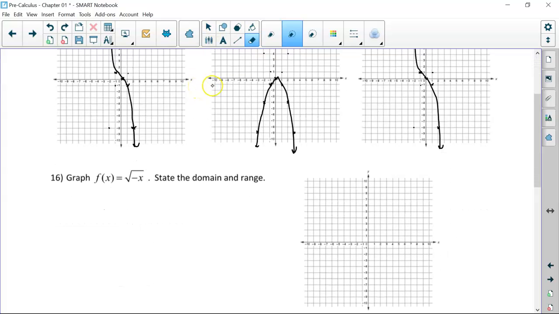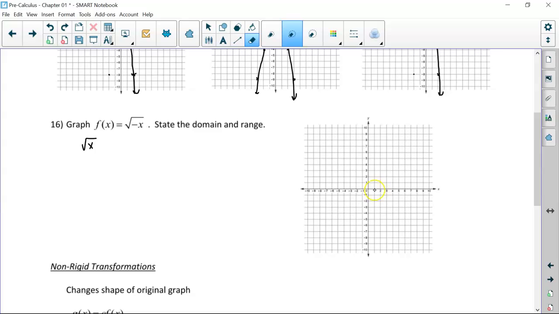Now for number 16, we're going to graph f of x equals square root of -x. So the square root of x, our parent function, 0, 0, 1, 1, 4, 2, 9, 3. That's our parent function now. Because of where the negative is, that has y-axis reflection.